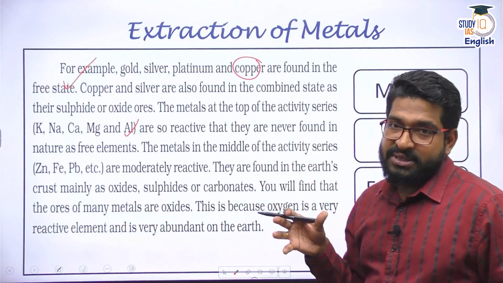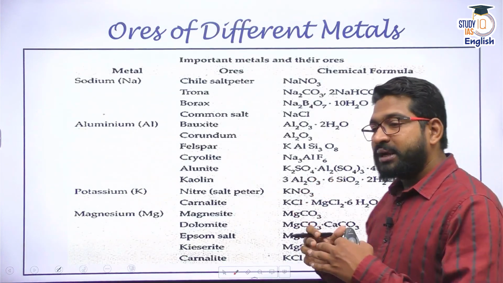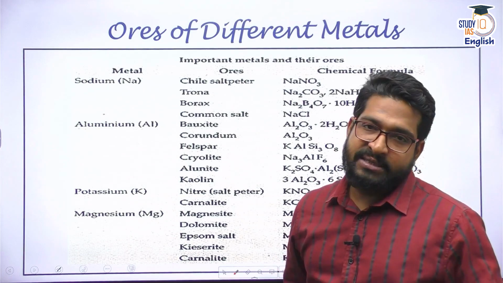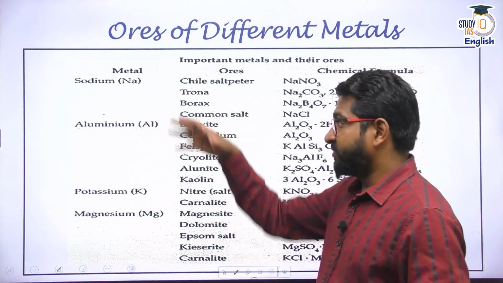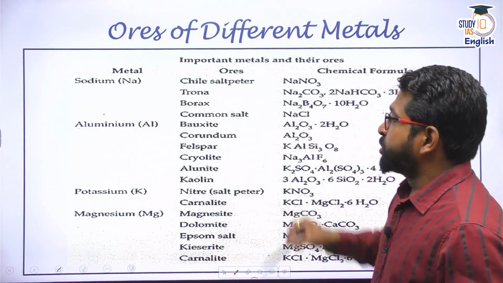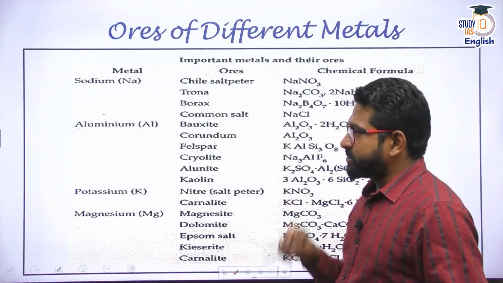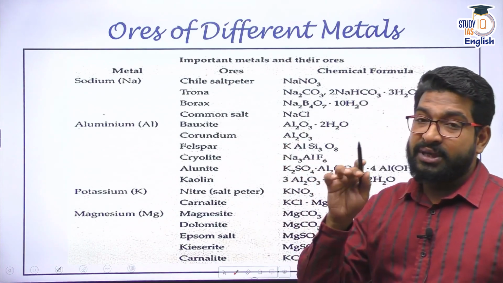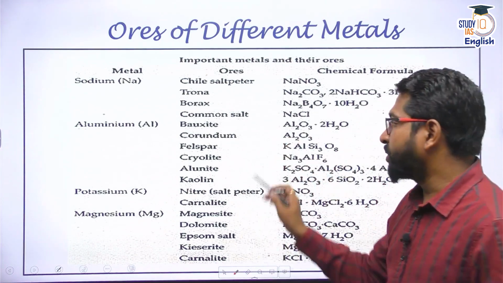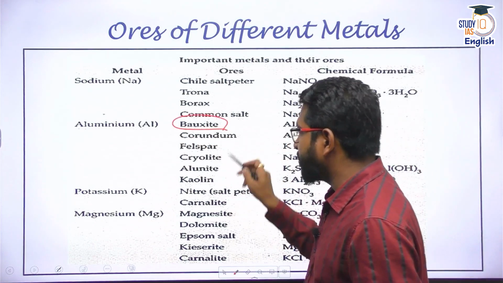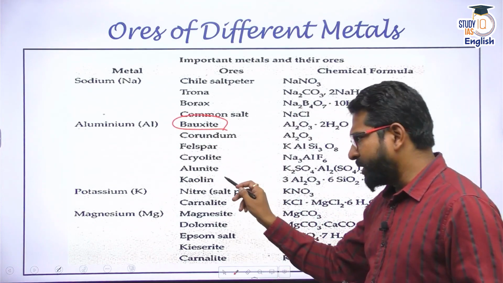So now the question is, sir, what are the ores of different metals? Questions can be formed on this as well. For instance, for sodium, Chile saltpetre has sodium. For aluminium, the most exploited ore is bauxite, but you also have corundum, feldspar, alunite, kaolin.